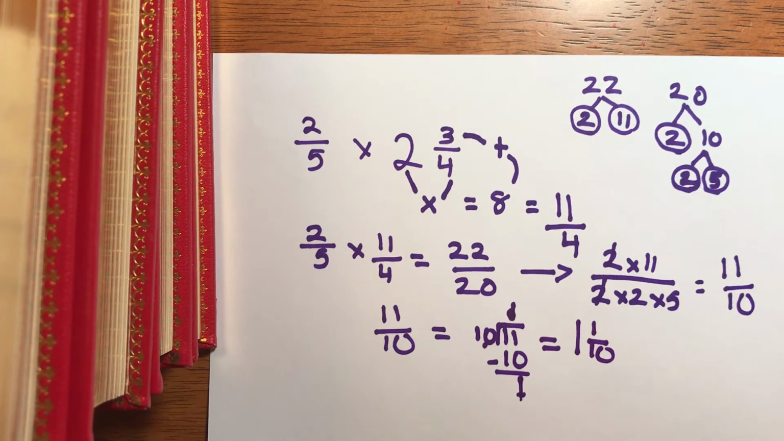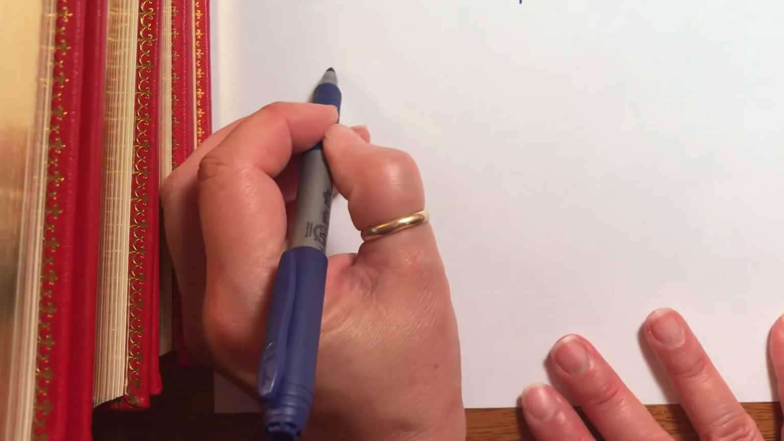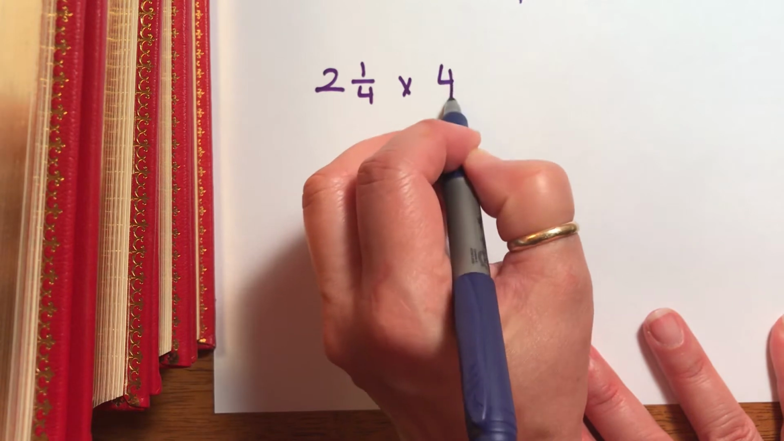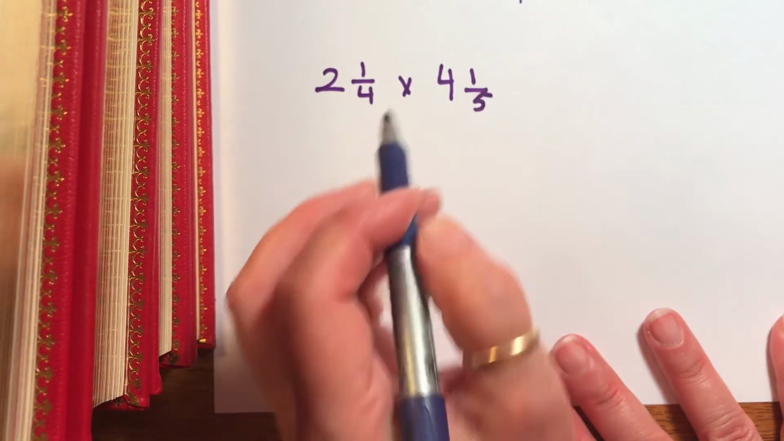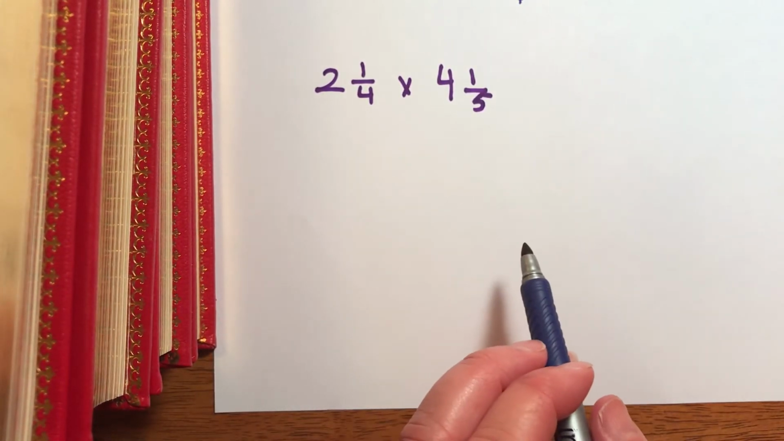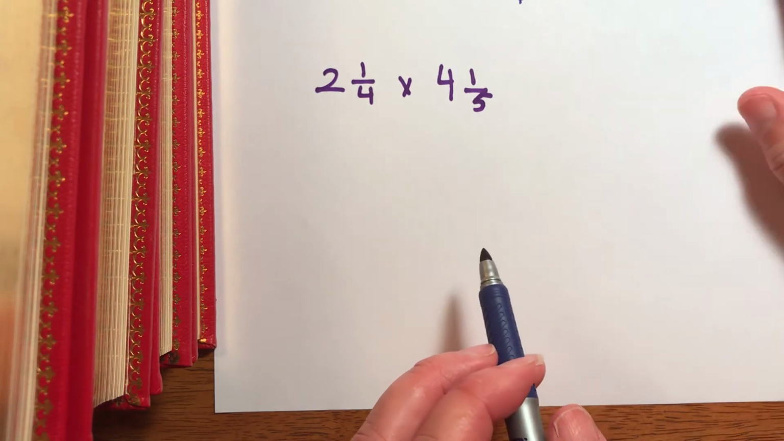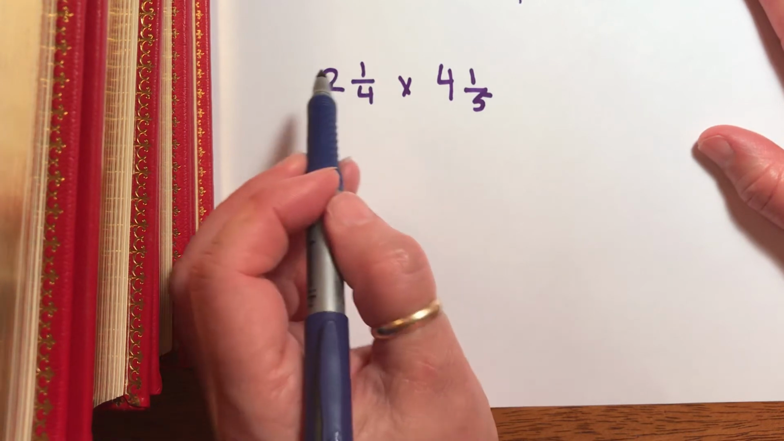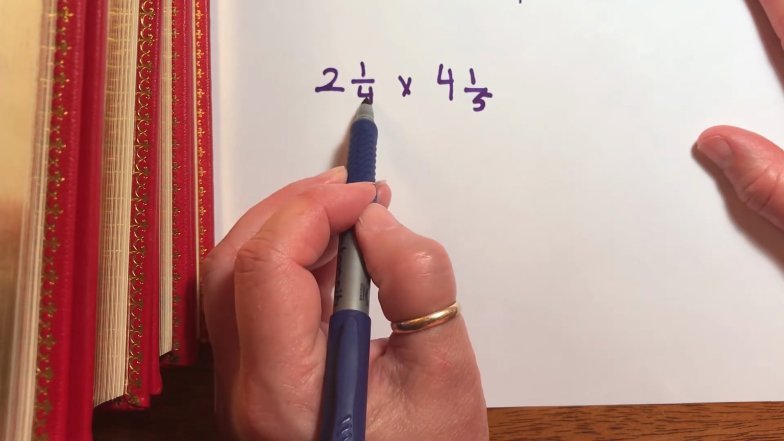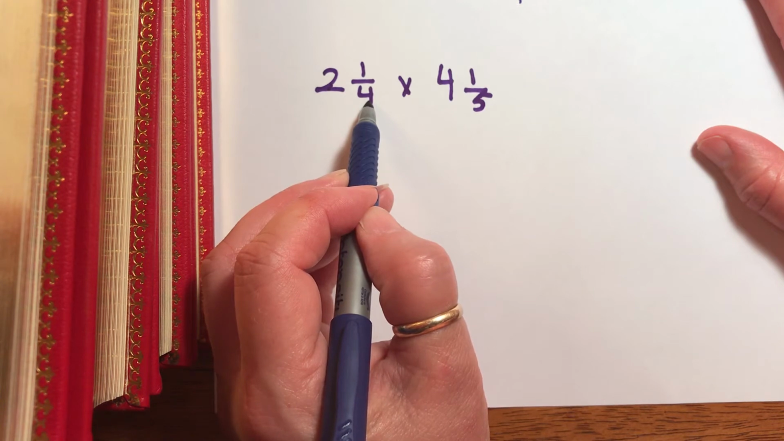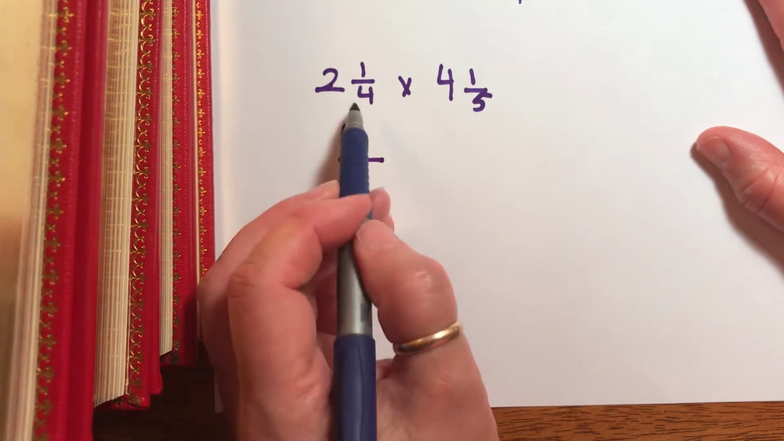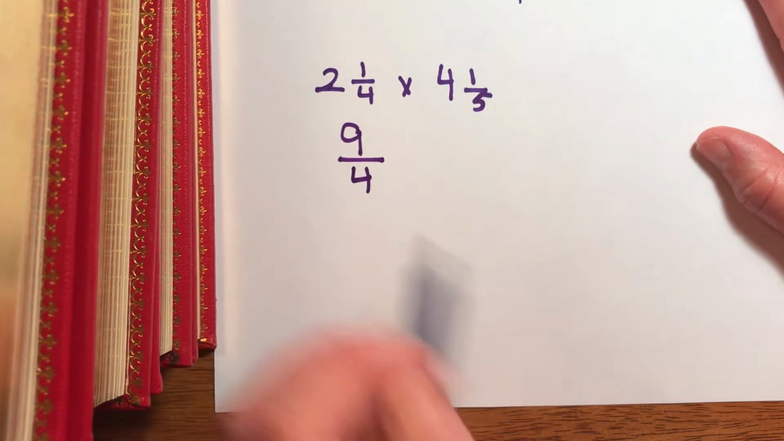Okay, let me show you another example where I'm going to multiply two mixed numbers together. 2 1/4 times 4 1/5. So both of these are going to need to be written as improper fractions. So again, multiply the whole number times the denominator and then add the numerator. So 2 times 4 is 8. 8 plus 1 is 9. 9 will become my numerator. My denominator was 4. It's going to remain 4.